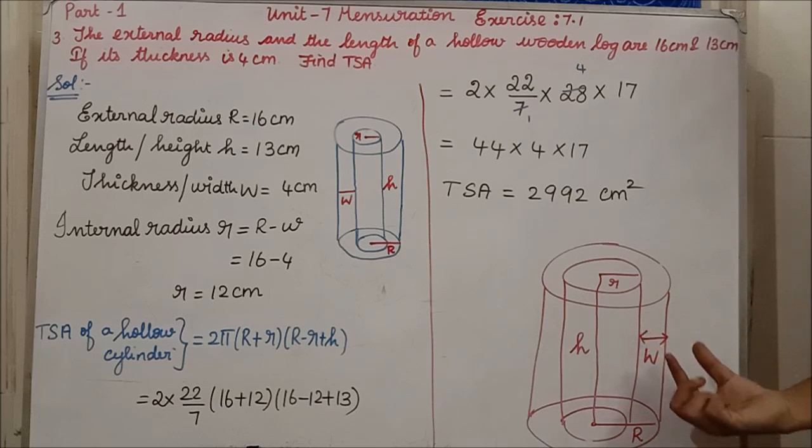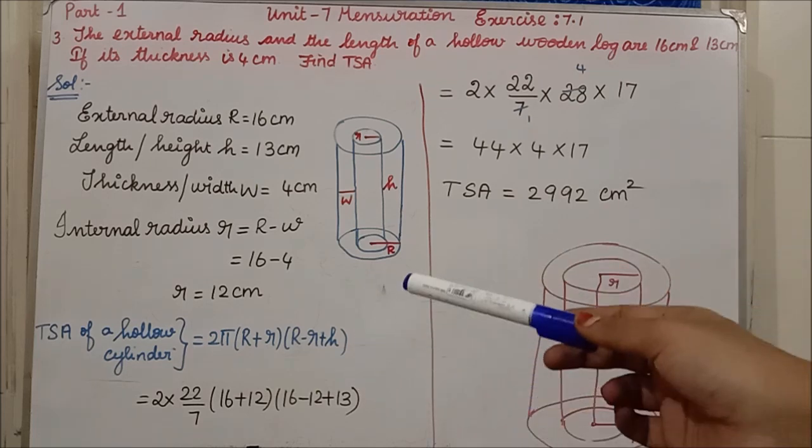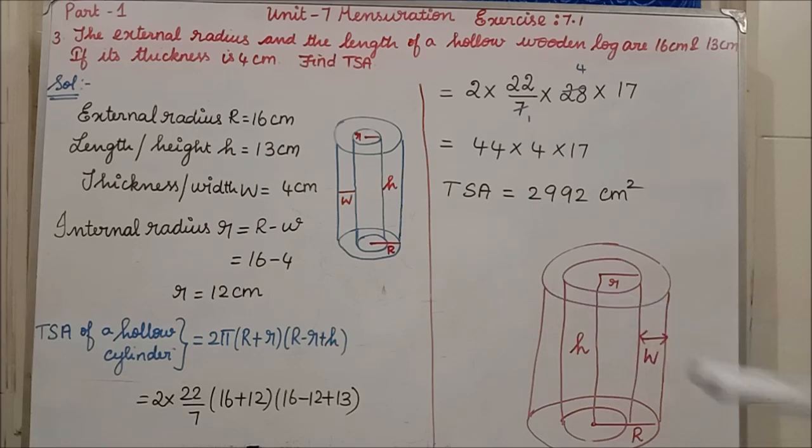The distance between the smaller cylinder and the larger cylinder you have to take as width. Width means the thickness. Clear now? Now I ask you to write the hollow cylinder formula. What is the hollow cylinder formula? 2 pi (R plus r) into (R minus r plus h). That is the total surface area of a hollow cylinder. Clear now about the hollow cylinder?